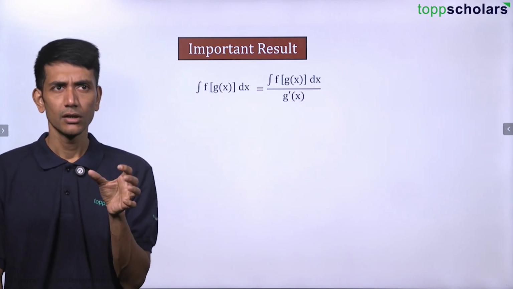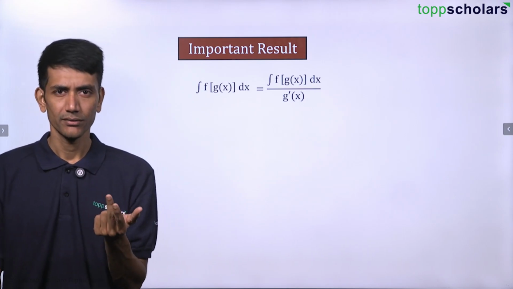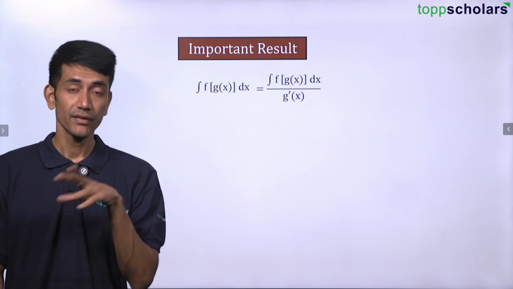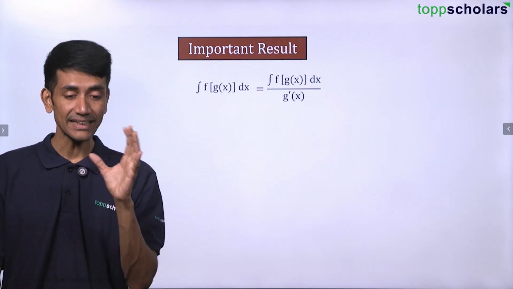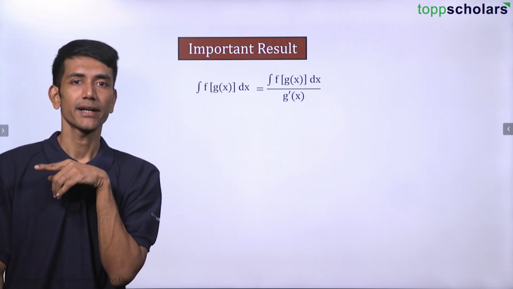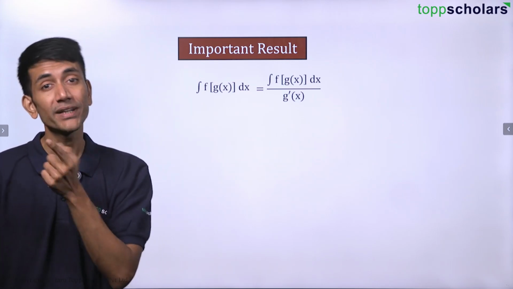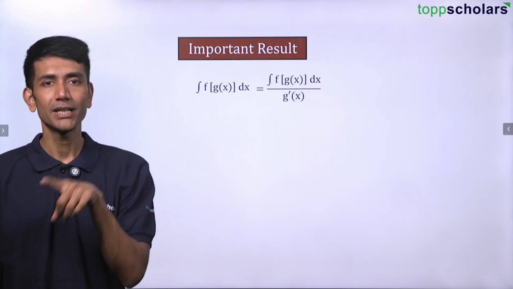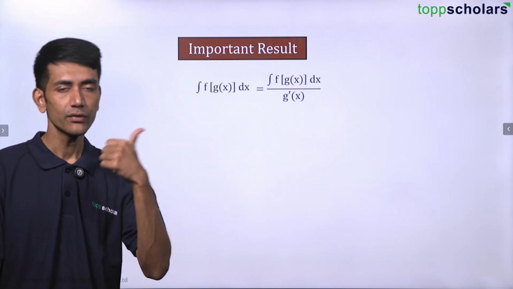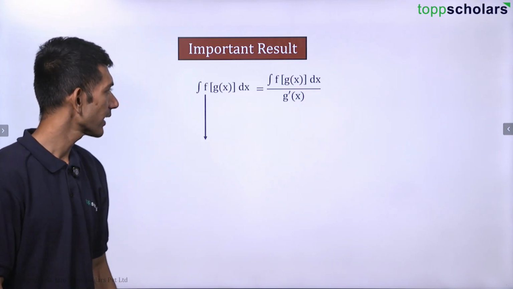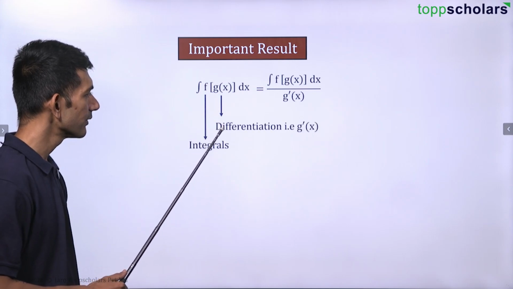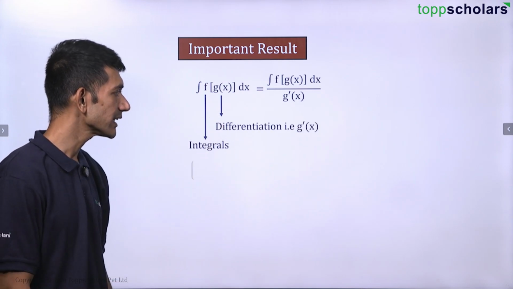Suppose I have cos of x square. In that case, we consider that as cos x, and then for x square we take the derivative, and the derivative of that is 2x. We multiply that. Here we don't multiply, we divide by the derivative. There we used to multiply the derivative. Here we will divide the derivative. So this is integration, and that is differentiation, g dash x.